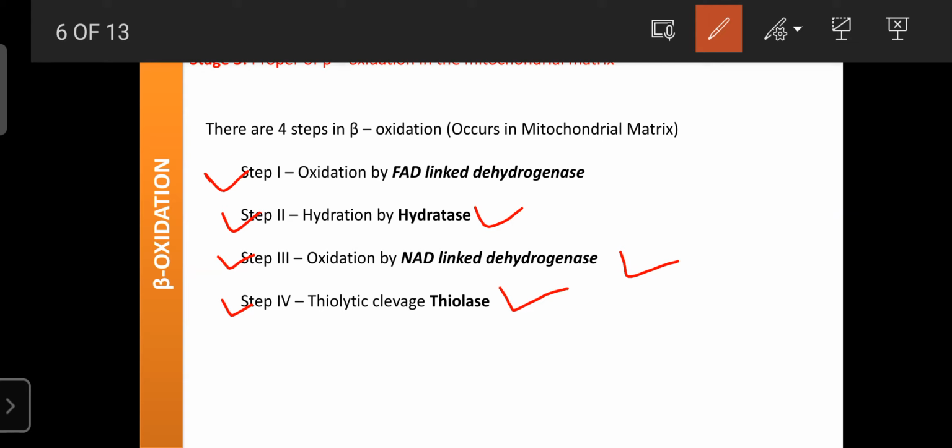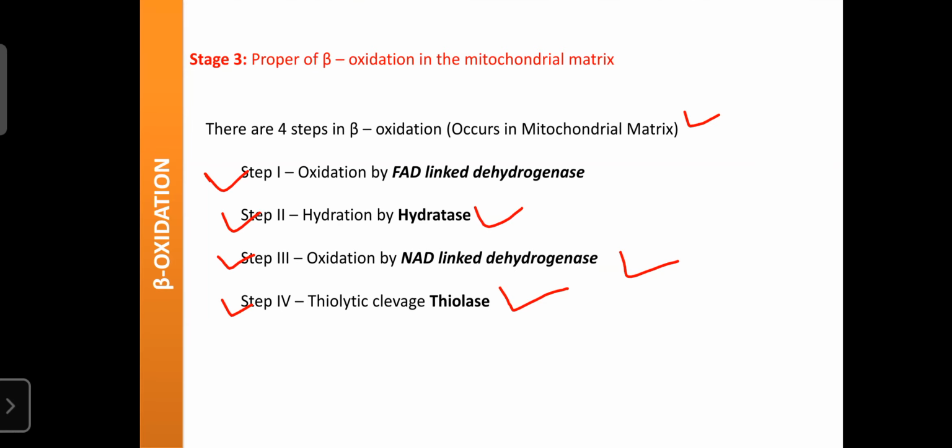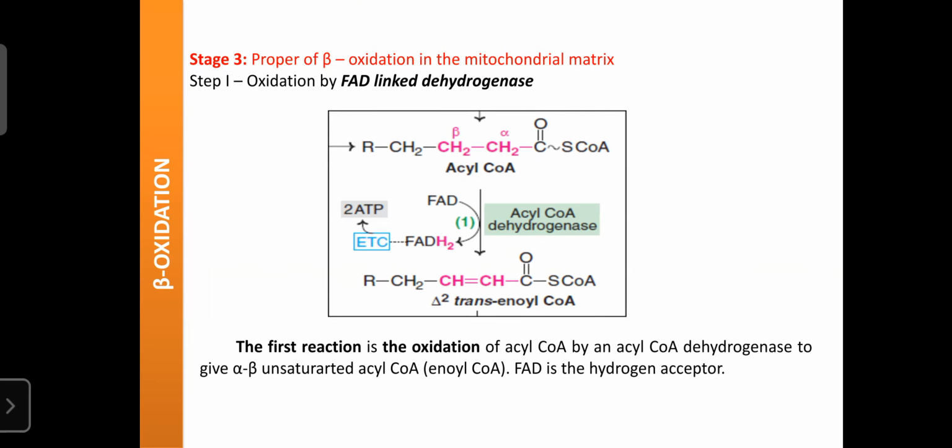So like that, each fatty acid molecule can go through 8 cycles of beta oxidation, and in each cycle it cleaves 2 carbon atoms to form acetyl CoA from the acyl CoA, or from the fatty acids, and this occurs in the mitochondrial matrix. So now we go to step 1 of the proper beta oxidation, which is known as oxidation.